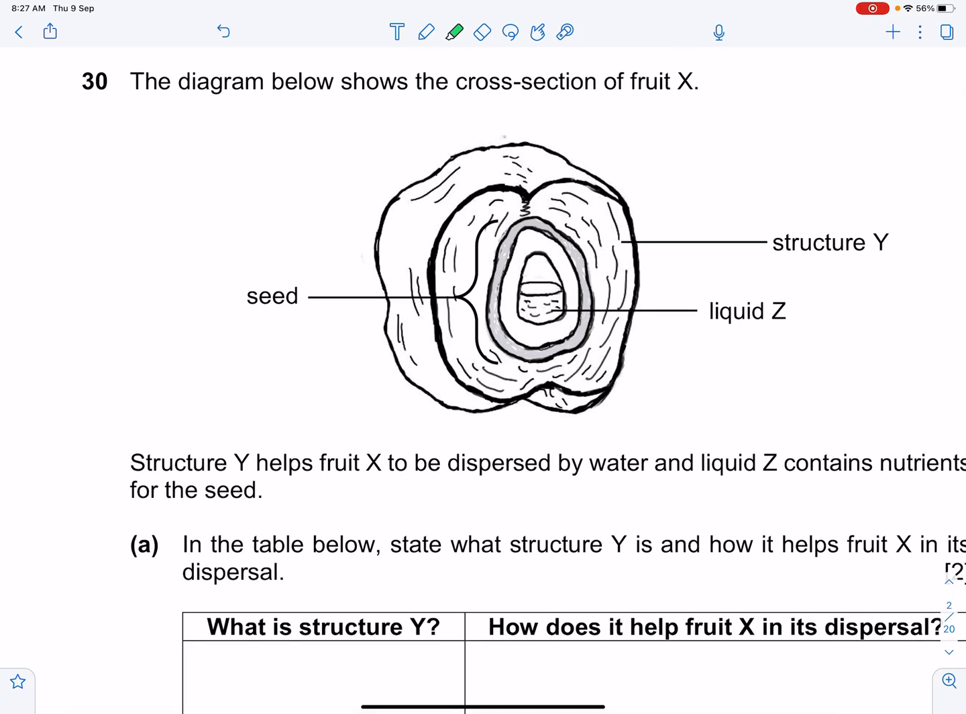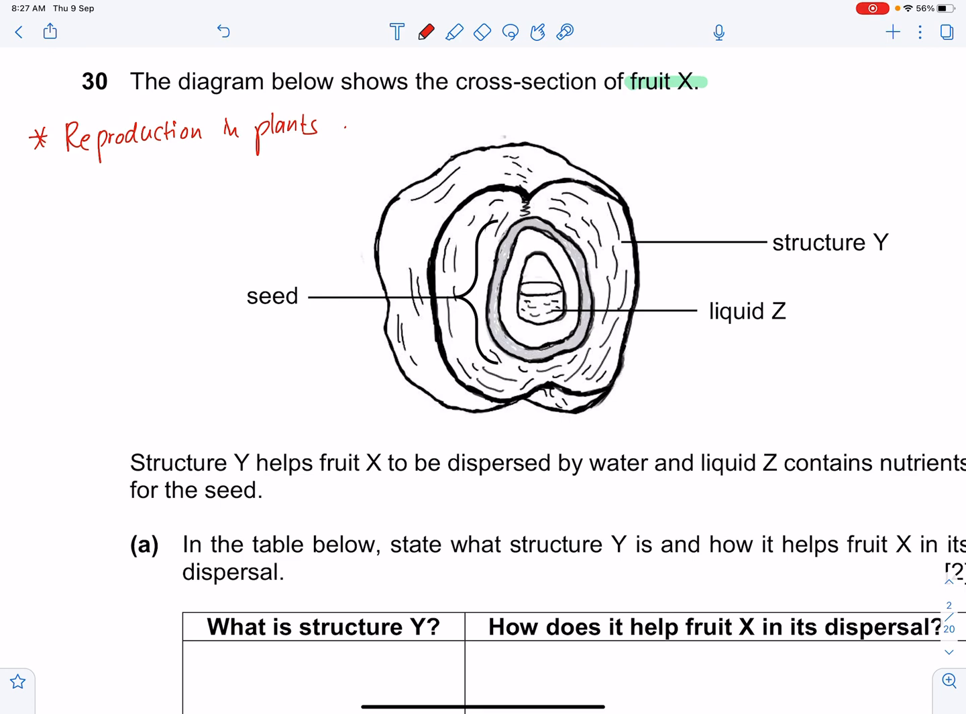Okay, so the diagram below shows the cross-section of fruit X. So once I see the word fruit, straight away, some things signal in my mind, okay, the topic over here, if you ask me, should be reproduction in plants. Well, concept, I'm still not so sure, but at least it focuses my mind. Are they talking about the flowers? Are they talking about the seeds? Are they talking about seed dispersal? What are they talking about?